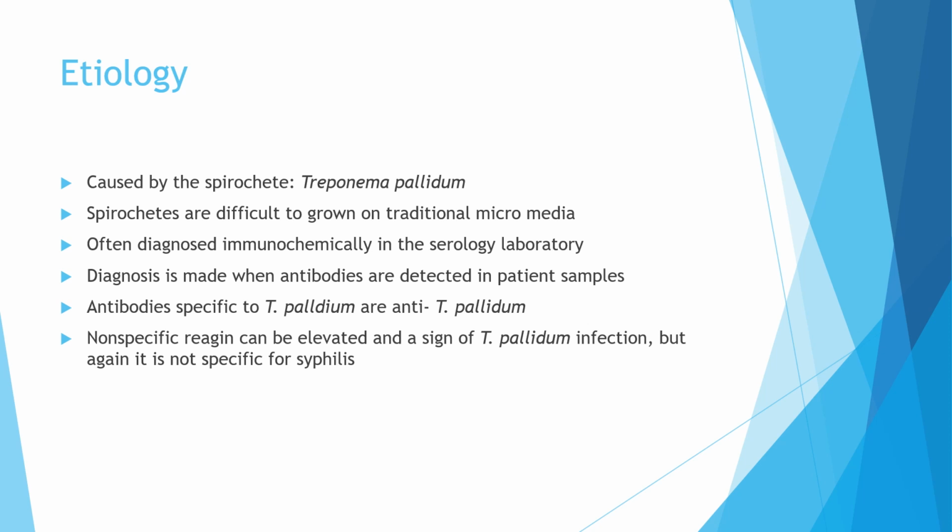The antibodies that are specific to Treponema pallidum are anti-T pallidum, or we can look for biologically nonspecific reagent in nonspecific tests like the RPR. The RPR is also known as the rapid plasma reagent test. Nonspecific reagent can be elevated in hepatitis, mono, and other diseases. So if we're looking for specifically Treponema pallidum, we want to look for antibodies that are anti-T pallidum. If we are looking for biological nonspecific reagent, we are looking for a positive RPR test, but that can be elevated in other diseases besides syphilis.